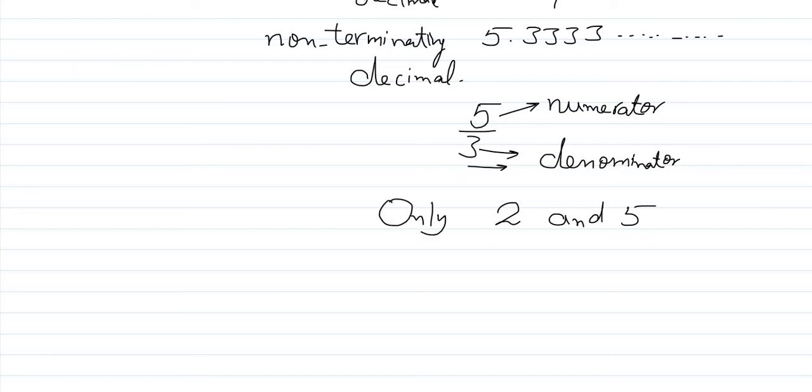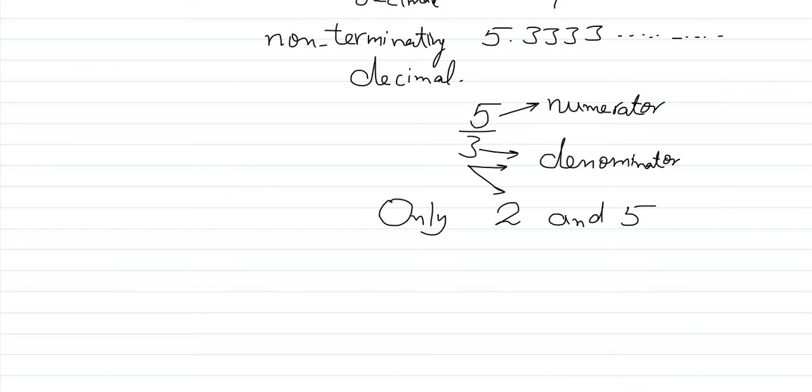If the denominator consists of only the prime factors 2 and 5, then that number is a terminating decimal, otherwise it is non-terminating. Meaning if there are only 2 and 5, or prime factors of 2 and 5, in the denominator, then those numbers are terminating, otherwise all are non-terminating. Now we solve the question, then this will become clear.